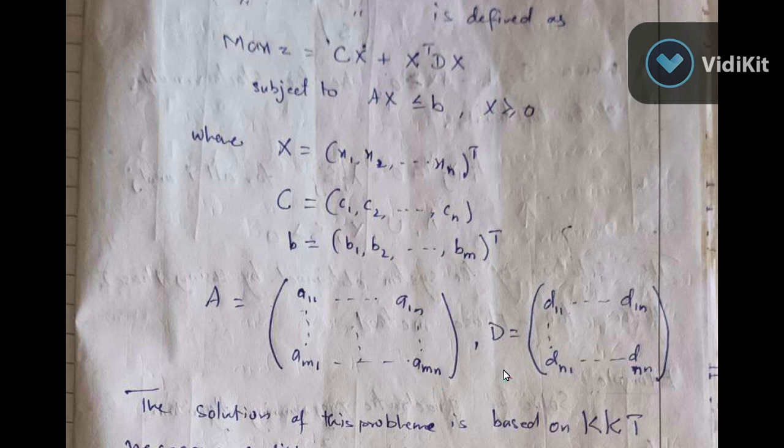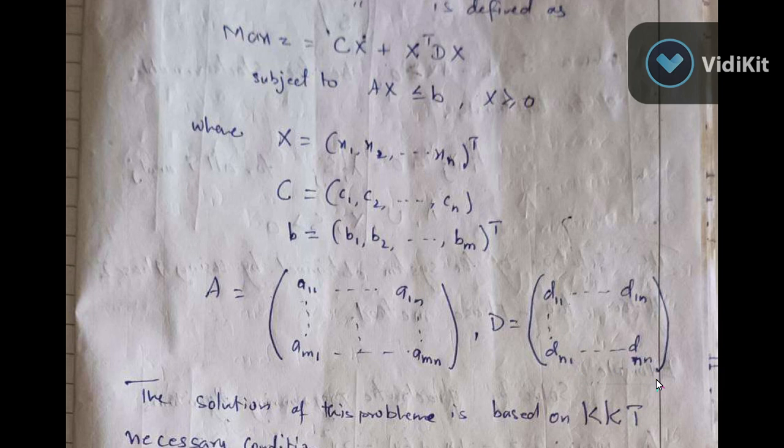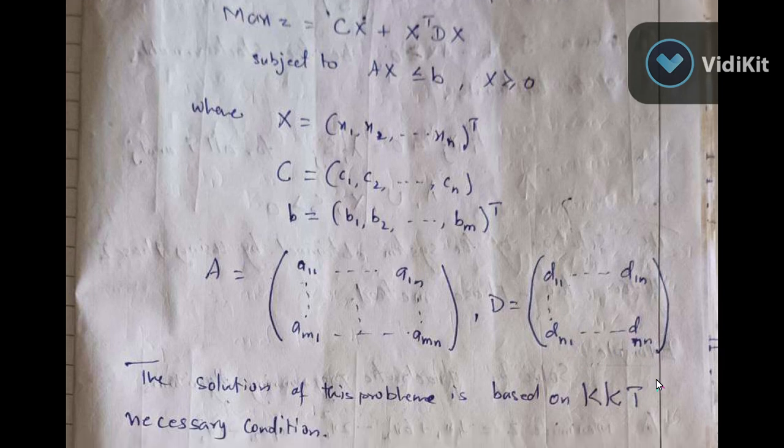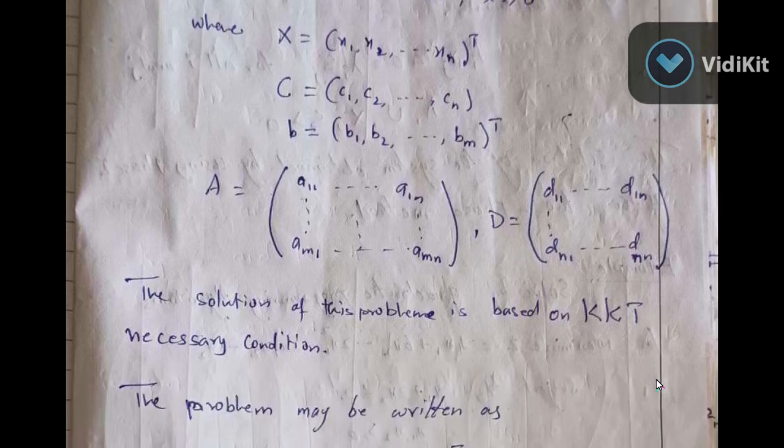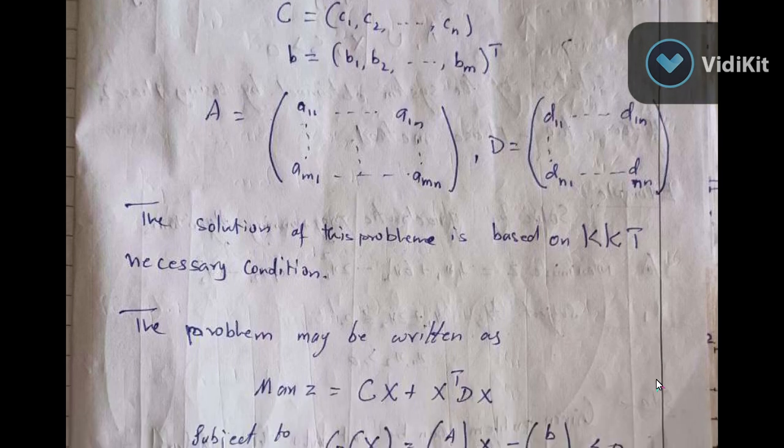And what is D? It is a symmetric matrix: d11, d12 and so on, d1n. Similarly d21, d22 and so on, d2n. Similarly dn1, dn2 and so on, dnn. So now how do we solve this objective function? One technique is based on the Karush-Kuhn-Tucker technique, which we are going to apply here.